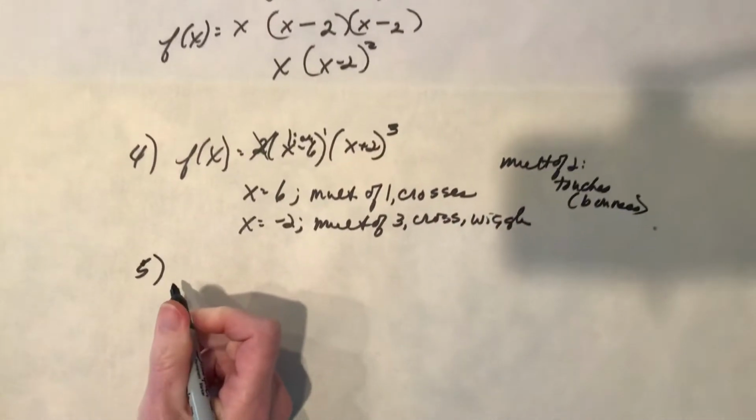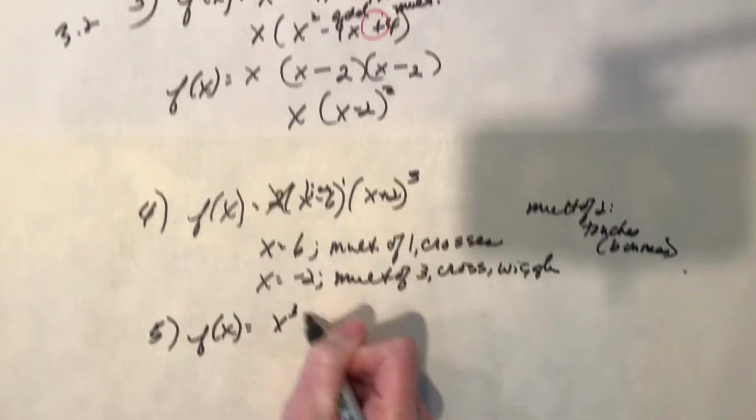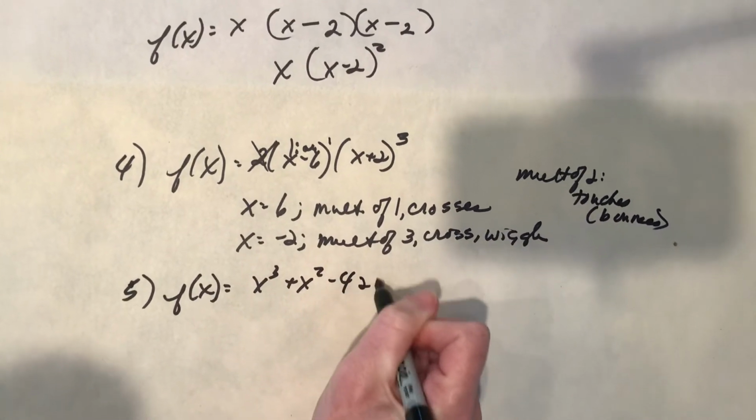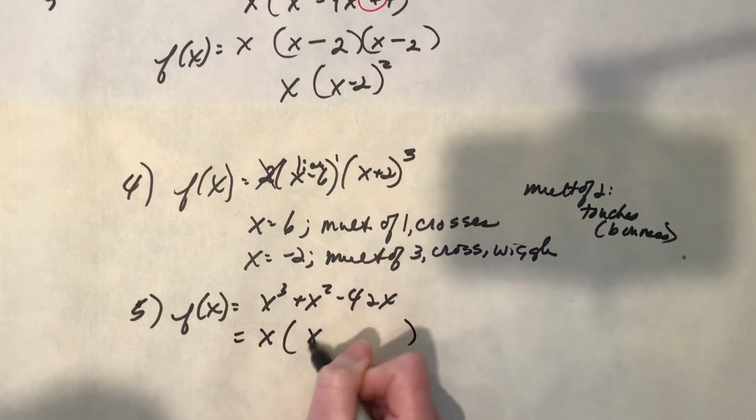Number 5, doing the same thing, but this one is not factored. So let's factor out the GCF of x.